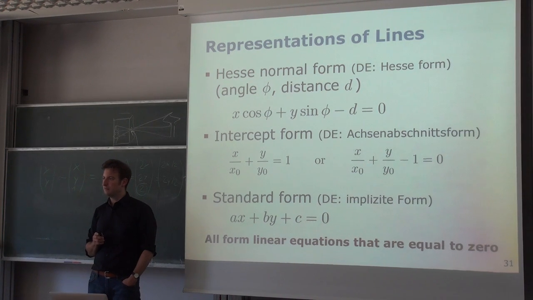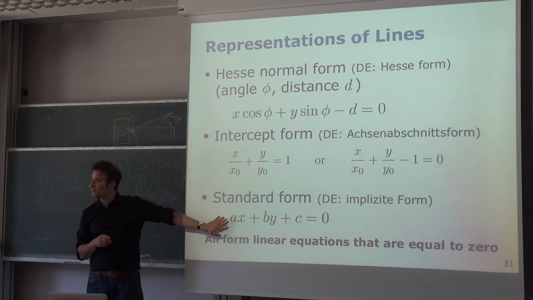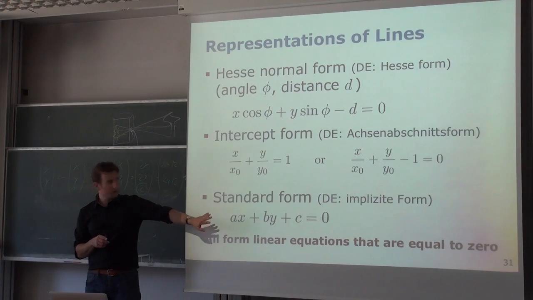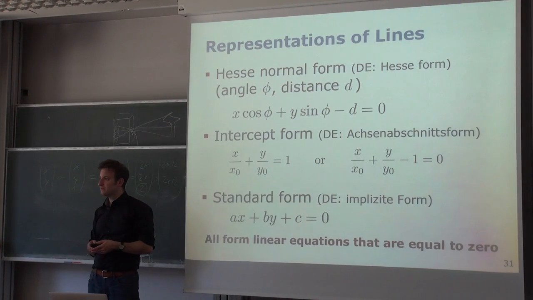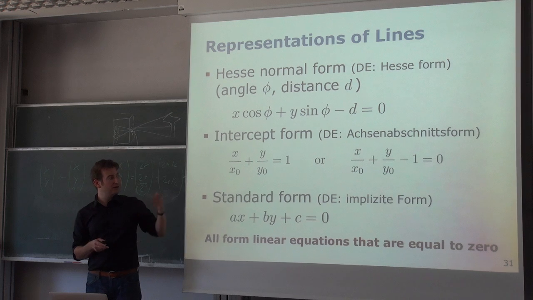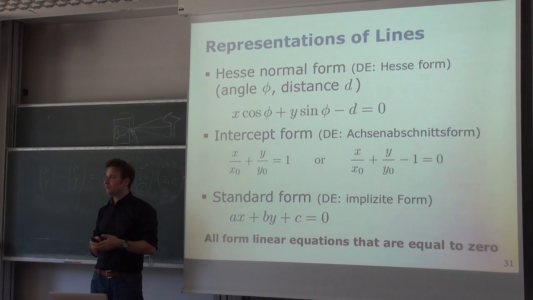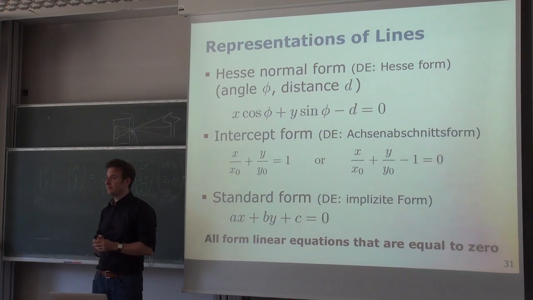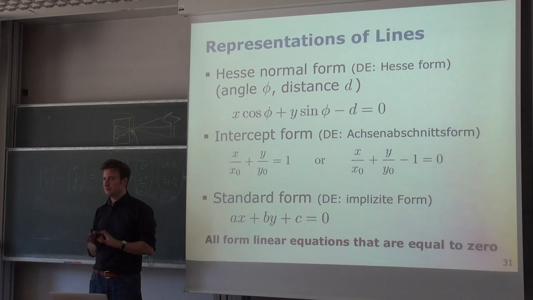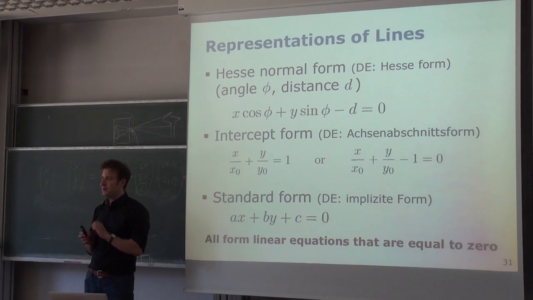Okay? So this is clear, because we will exploit that in a second. Whatever representation I use in order to represent a line can be written as an equation which equals 0, and we have linear components in the x and in the y. Okay? All fine? Everyone accepts this?